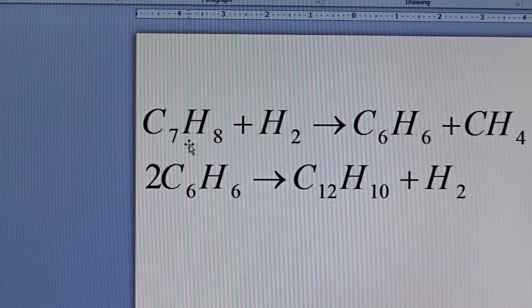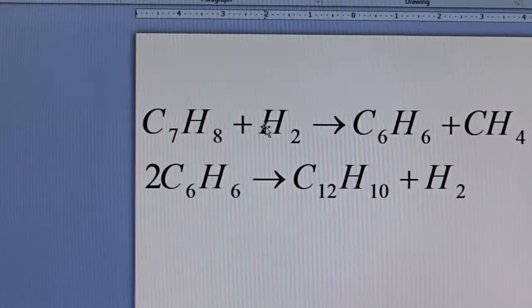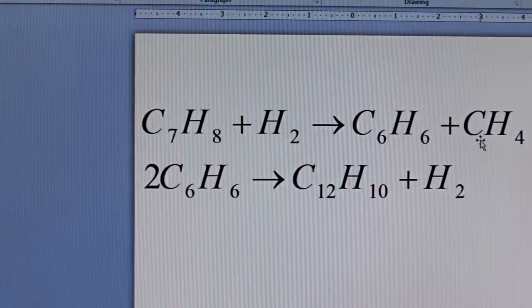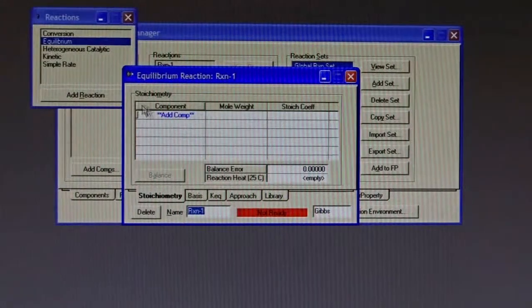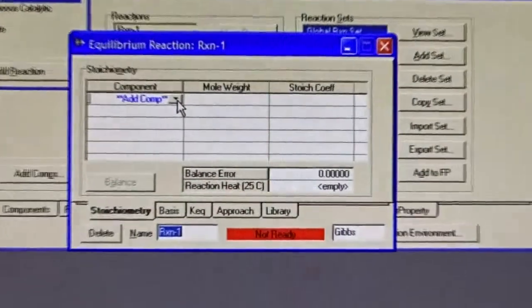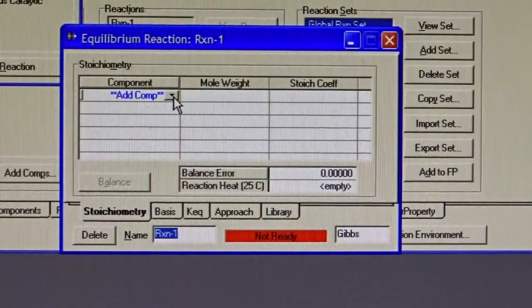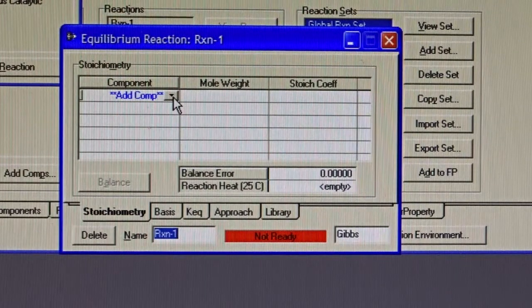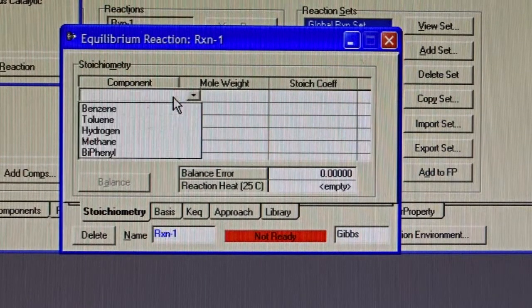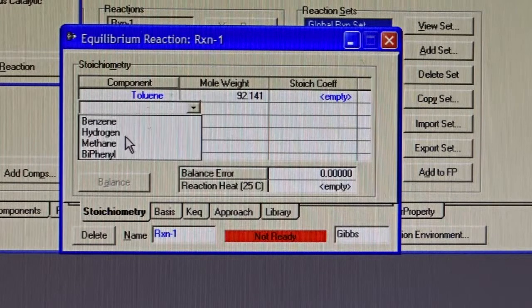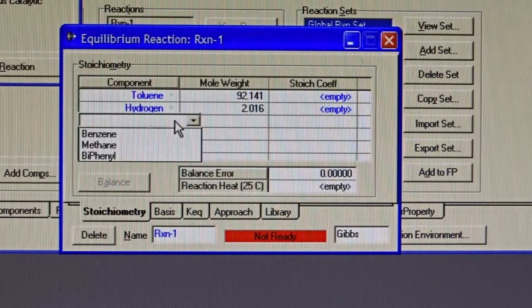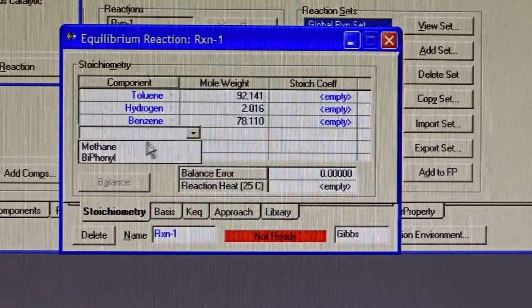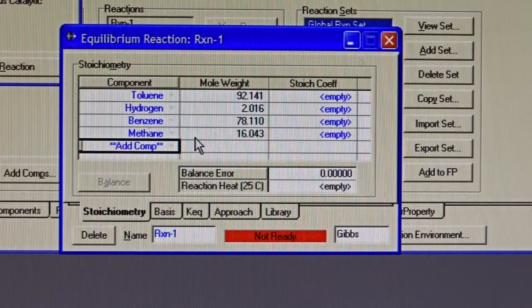How to add those two reactions? I will go back. Remember, 1 mole toluene plus 1 mole hydrogen will provide 1 mole benzene in the first reaction and 1 mole methane. So all I need to do is select the components here. There is no standard convention. My convention is to start with the reactants, then products. It's up to you. So I have toluene, I have hydrogen, and I have benzene, and I have methane. Those are the reactants and products of this reaction.